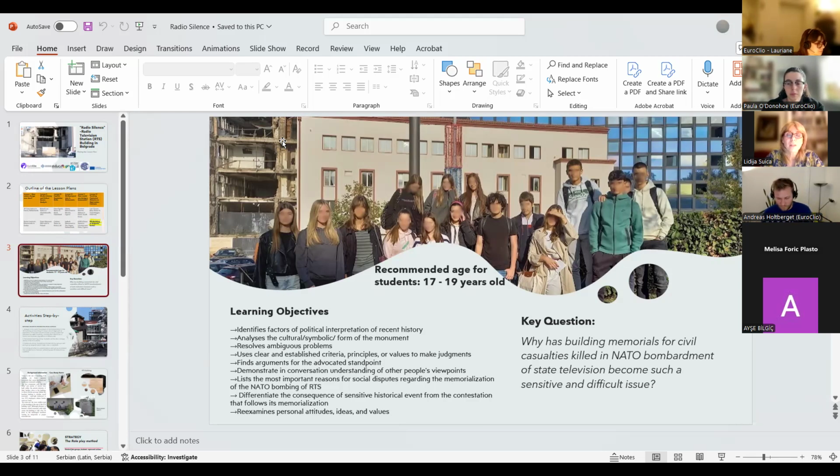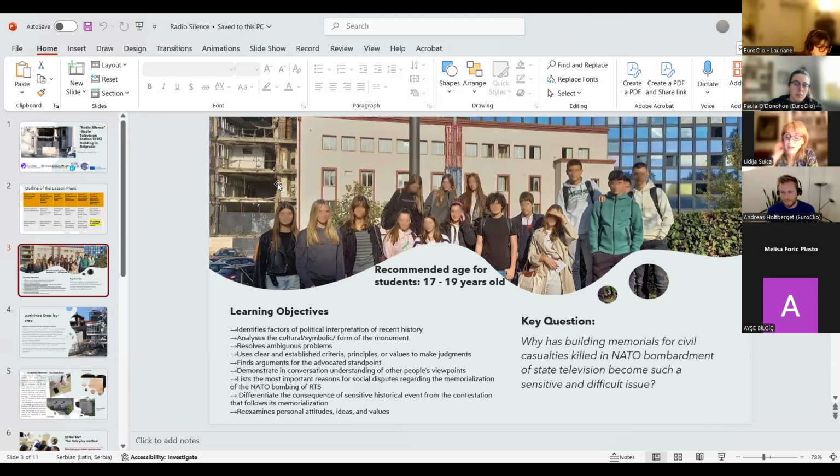And the first class was actually an on-site learning activity, and I took the whole class to the site, which is like 20 meters walking from our school to this RTS building that you see here. You can see here the recommended learning objectives, the suggested age group of students, and the key question activity, which is why has building a memorial for civil casualties killed in the NATO bombardment of state television become such a sensitive and difficult issue.